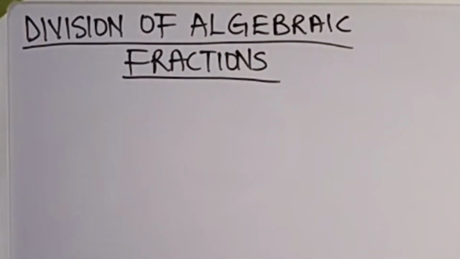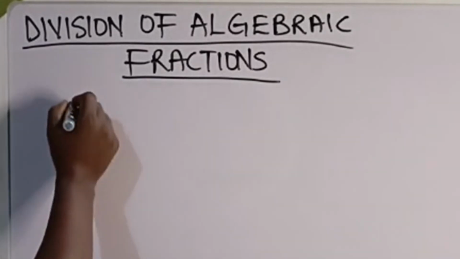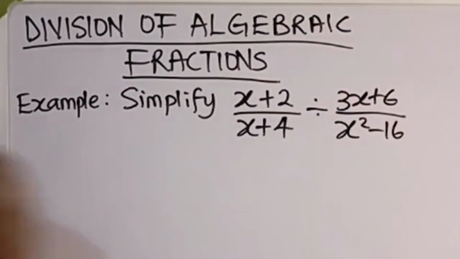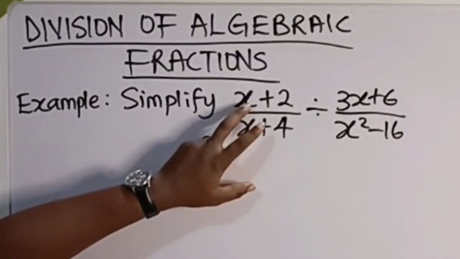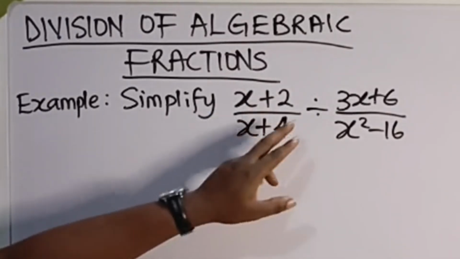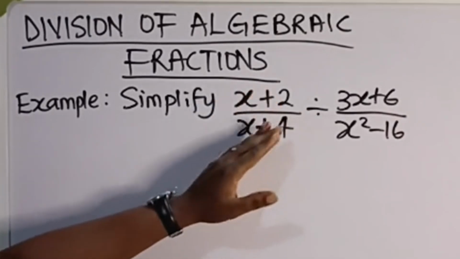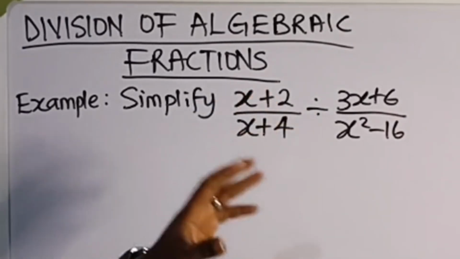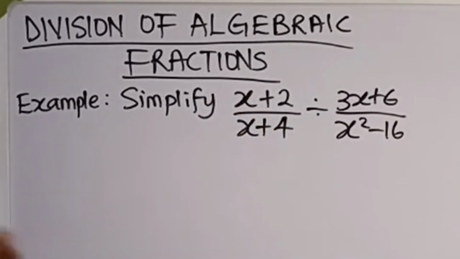Okay, so division of algebraic fractions. So let's look at an example on division of algebraic fractions. We are looking at simplifying x plus 2 over x plus 4 divided by 3x plus 6 over x squared minus 16.